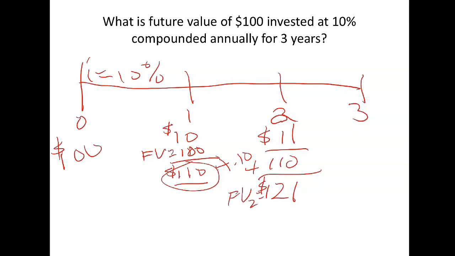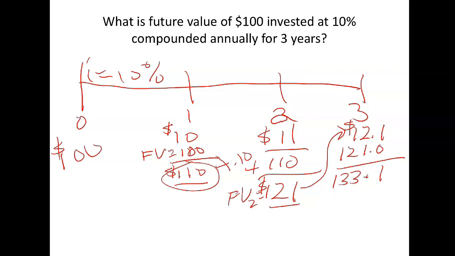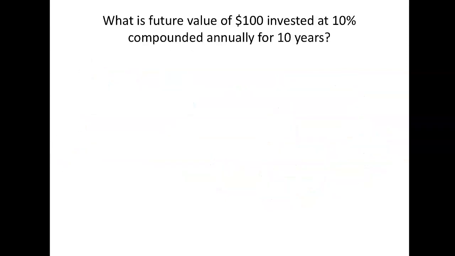And then in period 3, we're going to apply that 10% on the $121. So the interest that we would earn would be $12.10, or 10% of the $121. We add to that the future value at the end of period 2, our account balance at the end of period 2, and adding that together we would have $133.10.